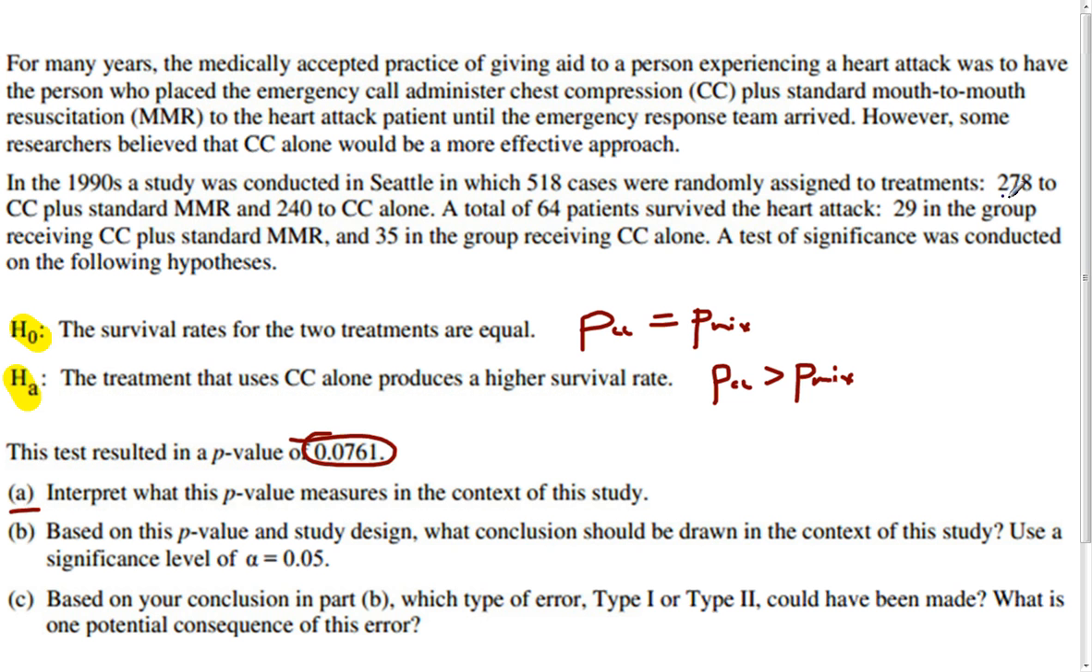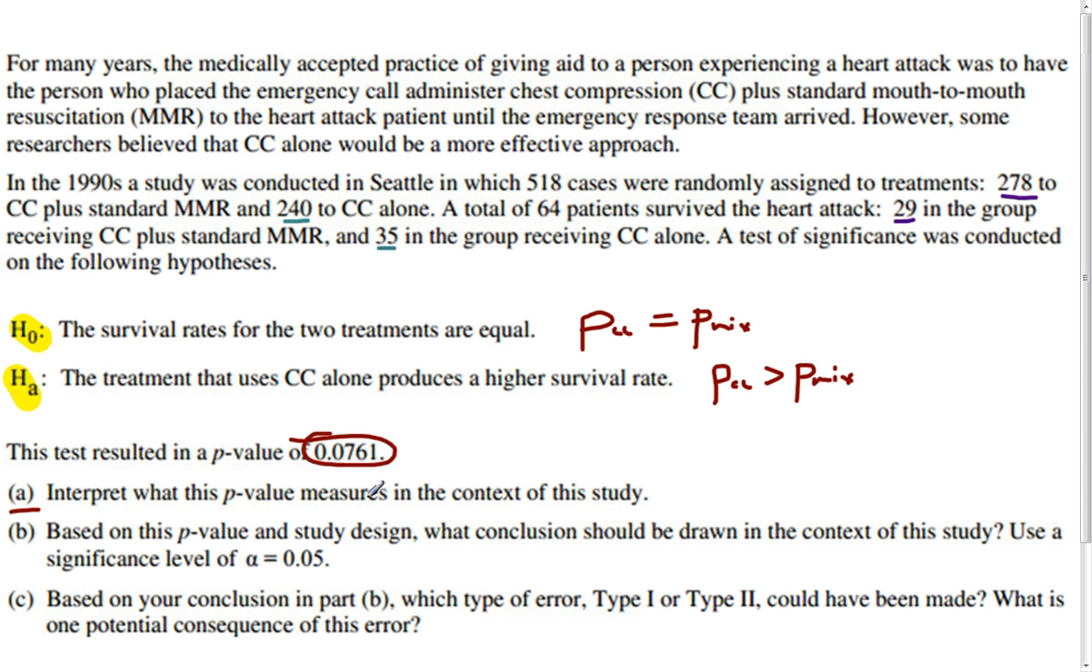If you read this a little more in depth here, you'll see that it is 29 out of 278 for the chest compression plus the mouth-to-mouth group. So 29 survived out of the 278. And then in the only chest compressions, 35 survived out of a sample of 240. So that's the two proportions that you have.